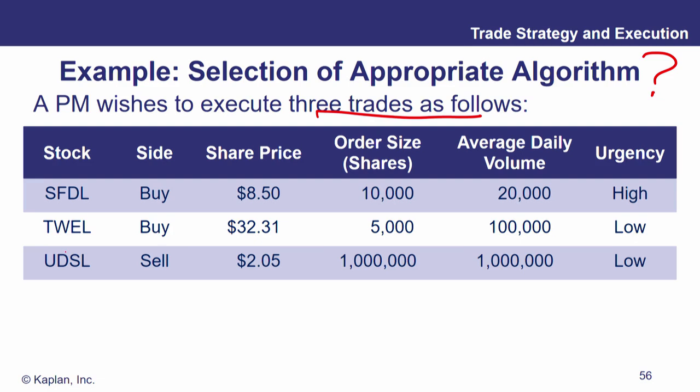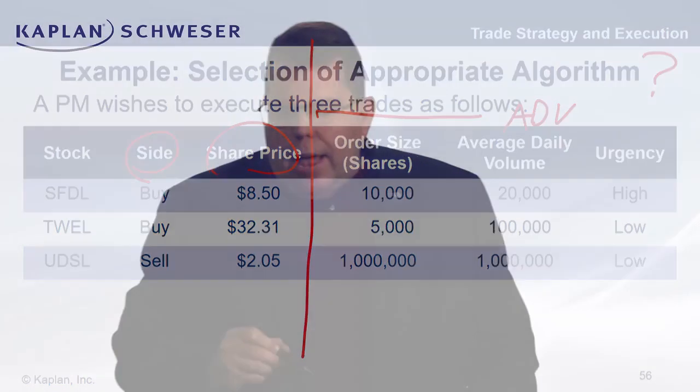Okay, we've got a stock. We got the ticker symbol. We've got a buy and a sell. We've got a side. Okay, nice. We've got a share price. Okay, great. Here's where I want you to focus on. Right here. Order size. So we need 10,000 shares. The average daily volume is 20,000 and the urgency is high. So you basically want to trade half of the average daily volume and you want to do it immediately. You're very concerned. So that tells me something.